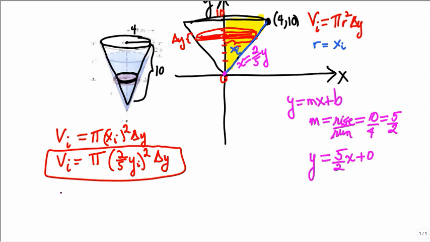Now the next thing we need is d sub i. That's the distance that we are going to move that slice of liquid to the top. Can everybody see the distance d sub i is right here. Thinking upper minus lower, upper is 10, lower is y sub i, so that distance becomes 10 minus y sub i.